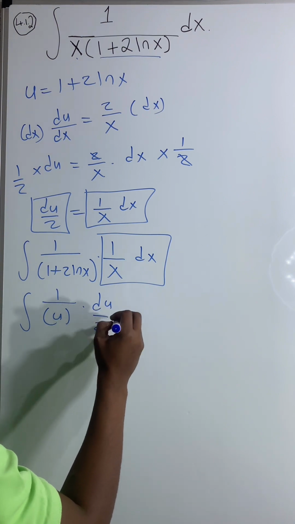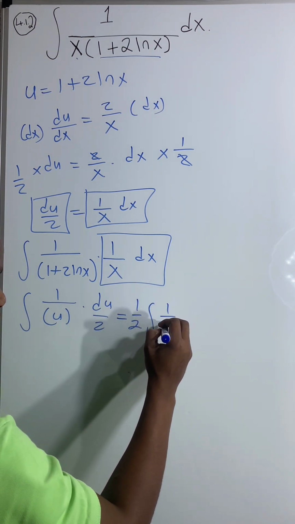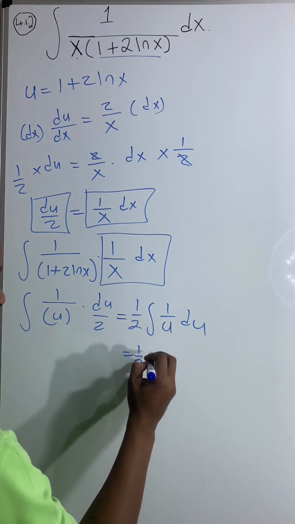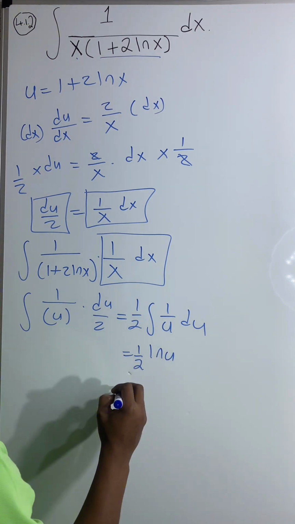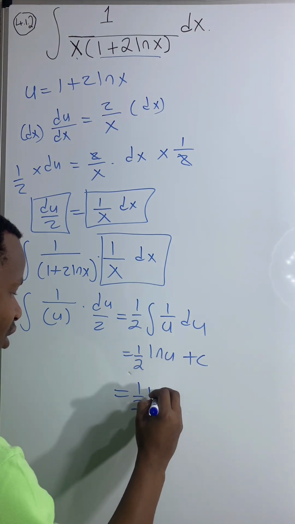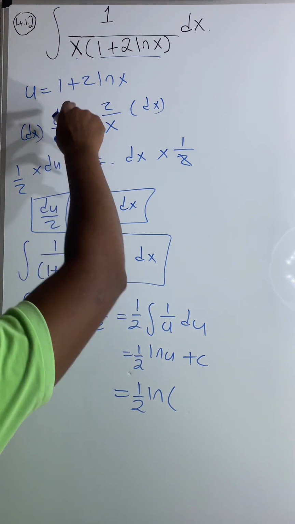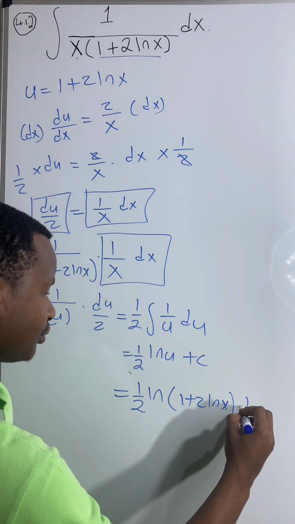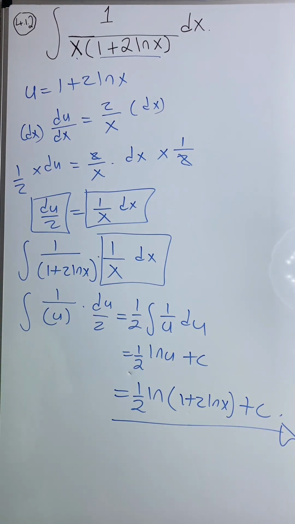We can take the 1/2 out of the integral. Integrating 1 over u gives us ln u, and we know that our integral is not in the form of u, it's in the form of x. So in the place of u, let's substitute back 1 + 2 ln x, and this becomes our final answer.